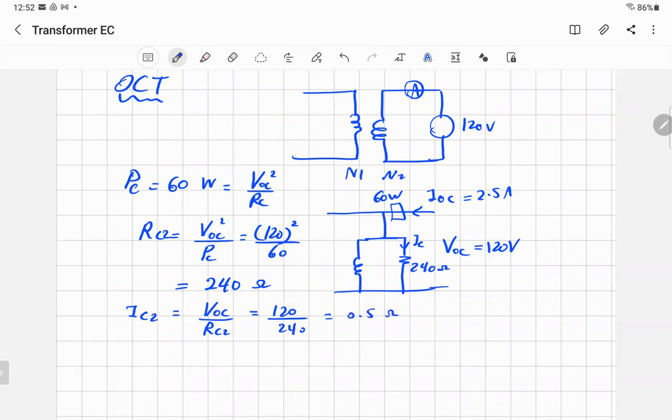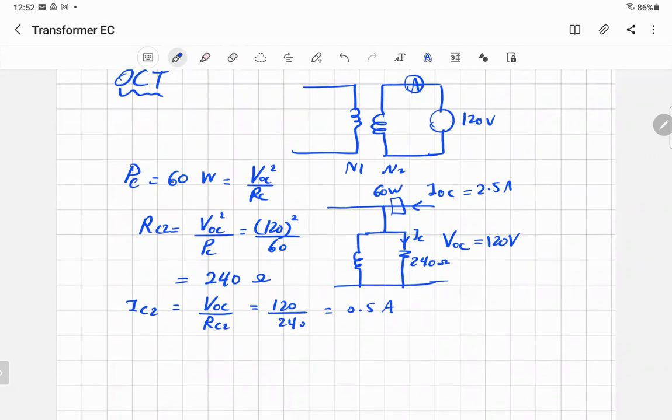Wait, so the amps are ohms? Ohm. The resistance. Oh, I'm sorry. Amp. That's 0.5 amp. That's good. Yeah, that's that.